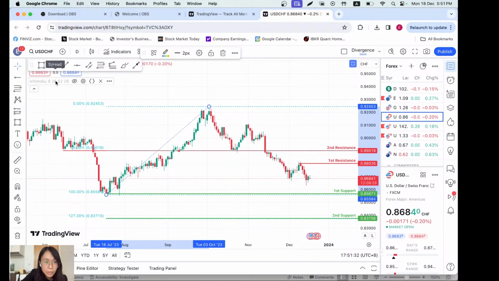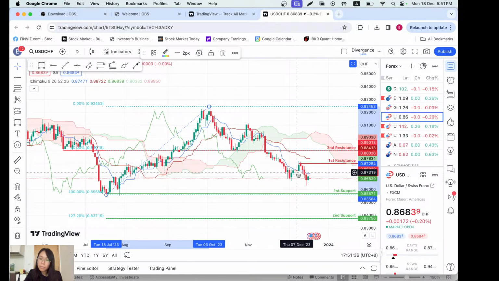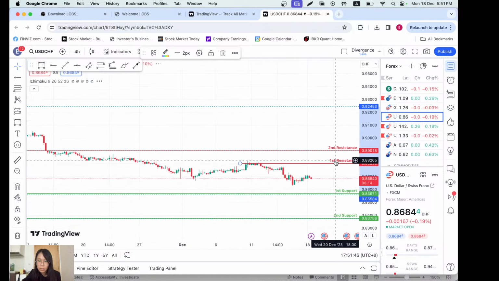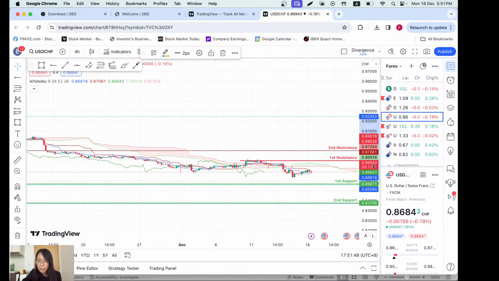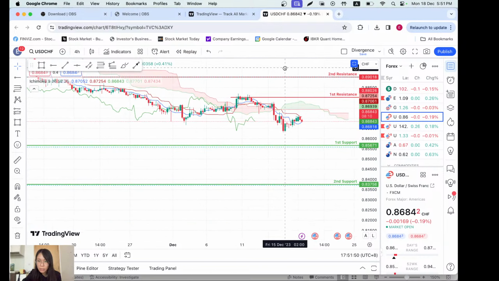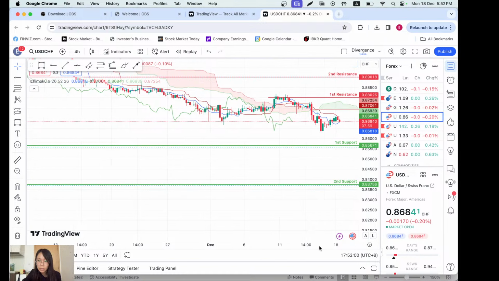Okay, so on the Ichimoku cloud, you can see that it is bearish on the daily chart, way below the cloud, moving towards the first support. It's slightly better for the H4 chart. It's moving up, going near the Ichimoku, but it's not strong enough. You can see the price is starting to come back down to the first support level.